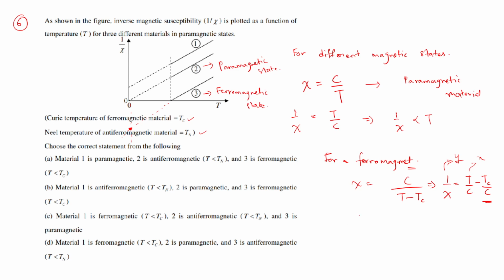Then for an antiferromagnetic state, the susceptibility is given by chi is equal to C over T plus Tn, where Tn is the Néel temperature. Now if you simply invert it, it is T over C plus Tn over C. You see here it is a positive intercept. So a positive intercept should correspond to an antiferromagnetic state.